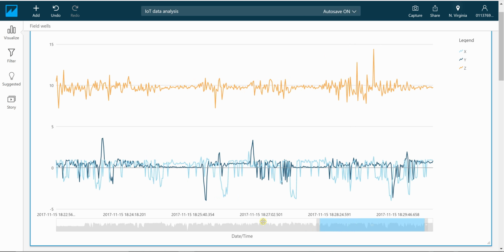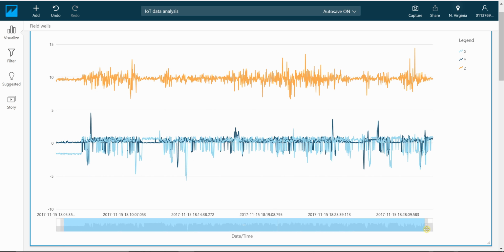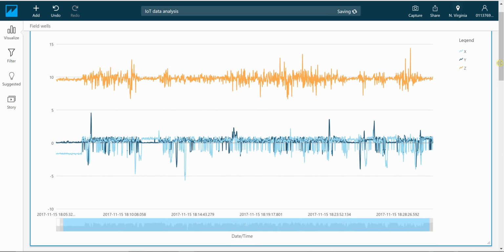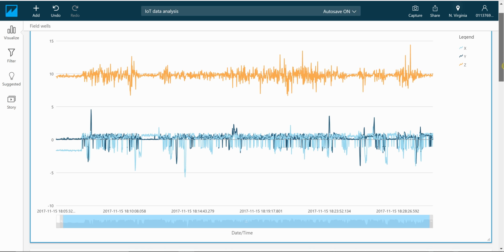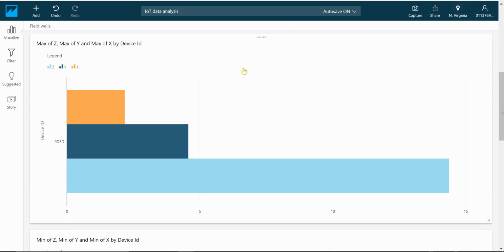And this is what the whole data looks like. And this was for a 23-minute drive. Finally, I have some other graphs that show the different metrics. So here you can see the maximum value of z, y, and x over the whole period of the drive.